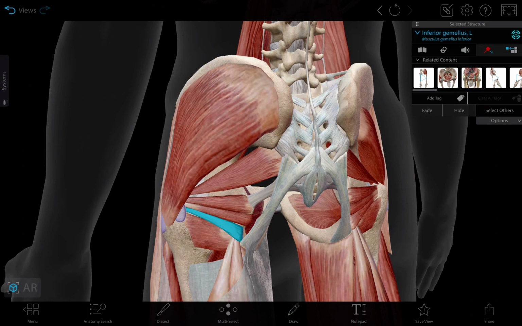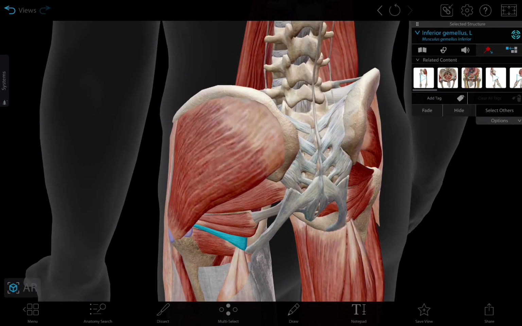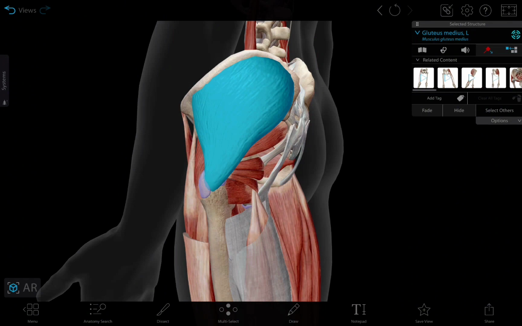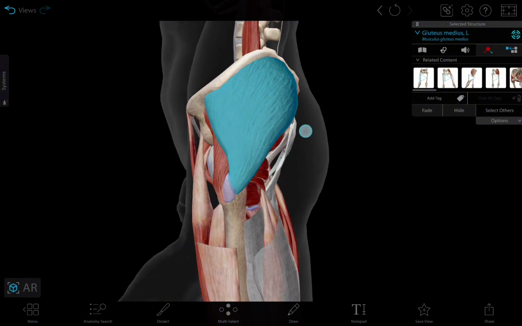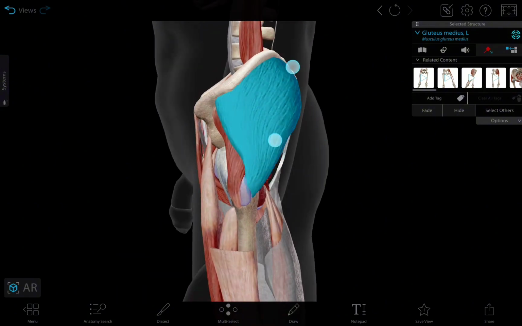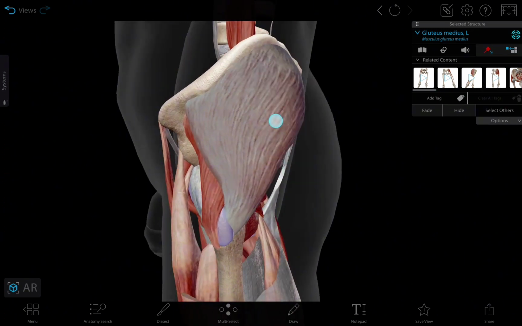Now you can see that when I dissected the gluteus maximus muscle, there are several other hip muscles. But today we are only discussing three: gluteus maximus, gluteus medius and gluteus minimus. You can see the gluteus medius muscle. Where does it originate? Can you check where the gluteus medius muscle originates? It originates from the gluteal surface of the ilium. Check very carefully. It originates from the gluteal surface of the ilium.